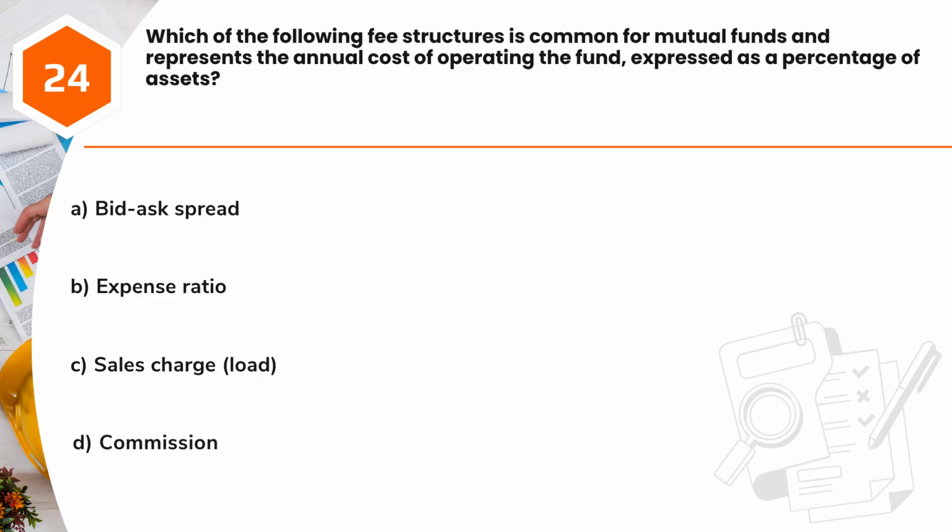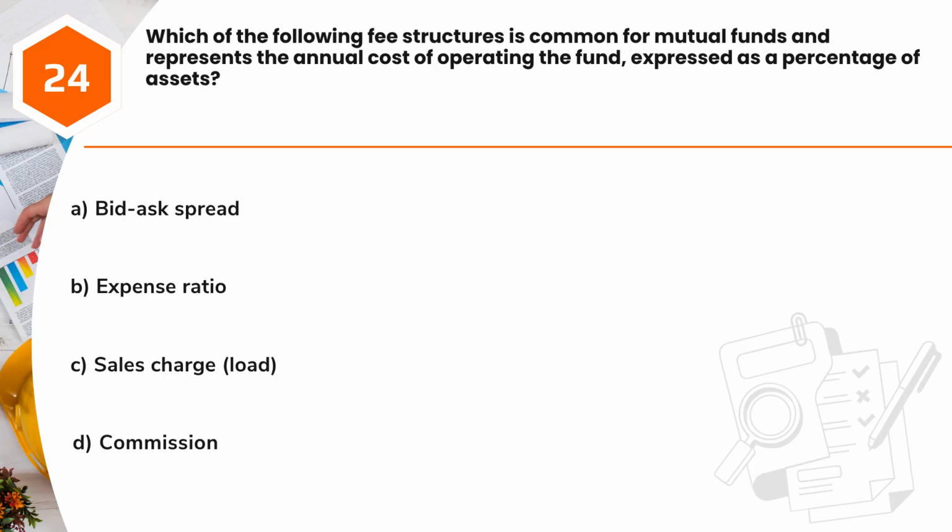Question 24. Which of the following fee structures is common for mutual funds and represents the annual cost of operating the fund, expressed as a percentage of assets? A. Bid-ask spread. B. Expense ratio. C. Sales charge, load. D. Commission.